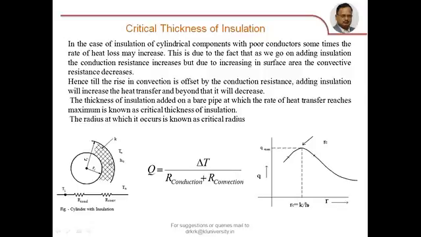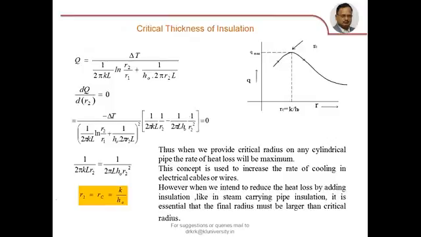So now if you have an insulation like this, the rate of heat transfer Q is given by the formula delta T, that is the temperature at the surface of this pipe and to the environment, T1 minus T infinity, divided by two resistances. One is conduction resistance and the other one is convection resistance. Formula for conduction resistance is 1 by 2 pi K L log R2 by R1. And formula for convective resistance is 1 by hA, that is h0 into outer surface area 2 pi R2 L.